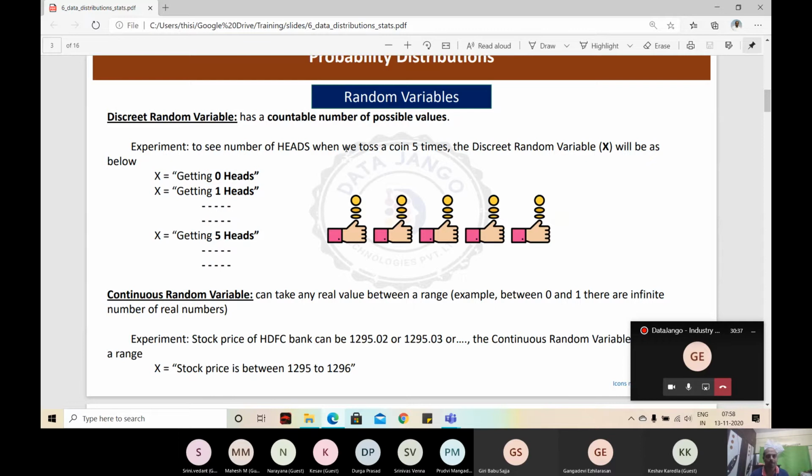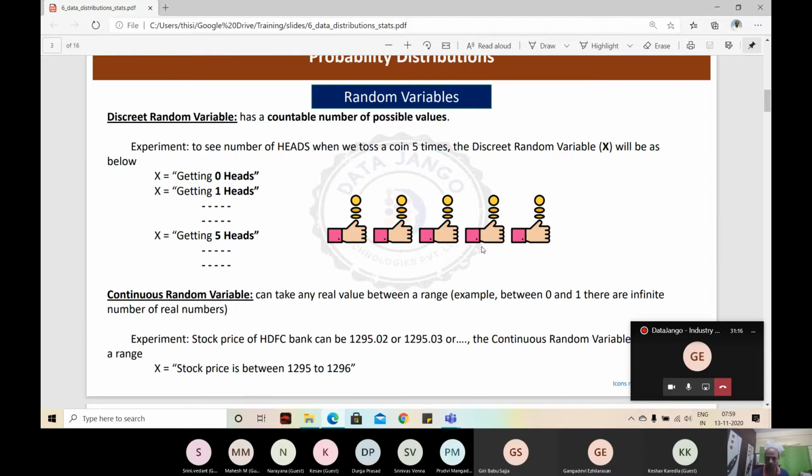So to see the number of heads when we toss a coin 5 times, it is a discrete random variable. We call it discrete because when you throw a coin 5 times, you can count the total number of outcomes. The total number of outcomes will be 32. Because when you throw the first coin, you may get head or tail. The second coin also 2, the third coin also, for 5 coins or 5 times. Each time you throw, there are 2 possibilities.